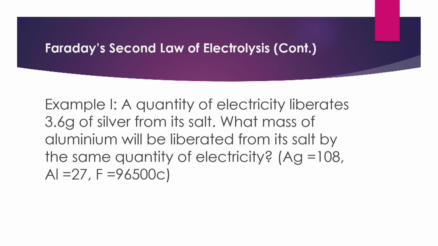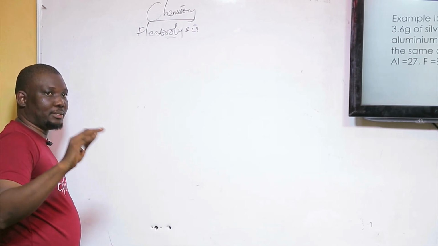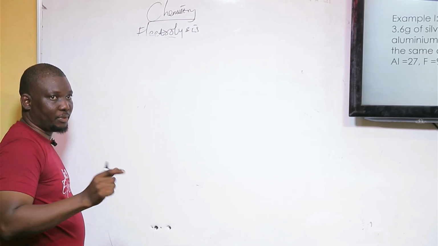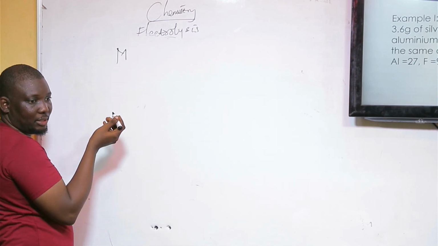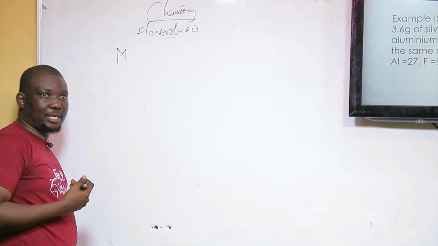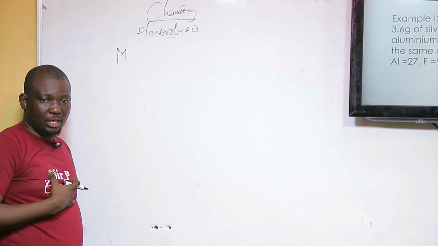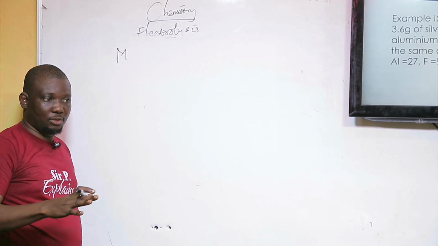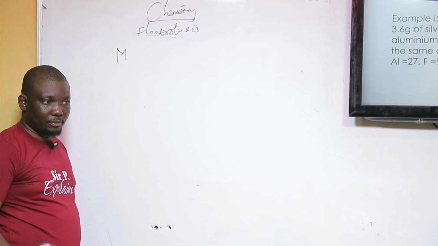It's taking time. Okay, let's see. Now, I think I'm going to do it this way. A quantity of electricity liberates 3.6 grams of silver. Listen to me. Let this first mass be M1. Anyone can be M1, anyone can be M2. If I decide to make my silver M1, that is my choice. If you want to make silver M2, that is your own choice. But we're all going to arrive at the same answer. That's the beauty of it.